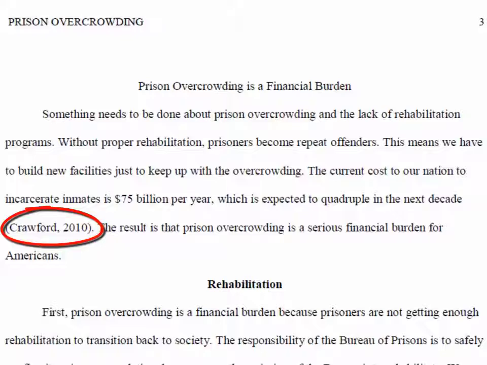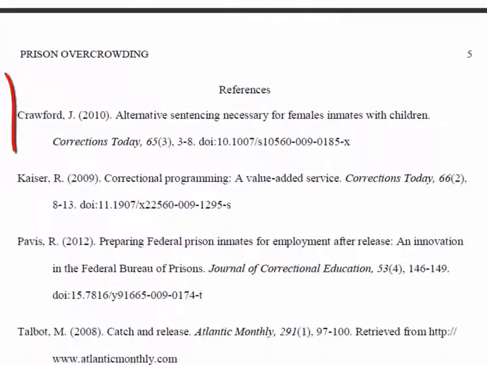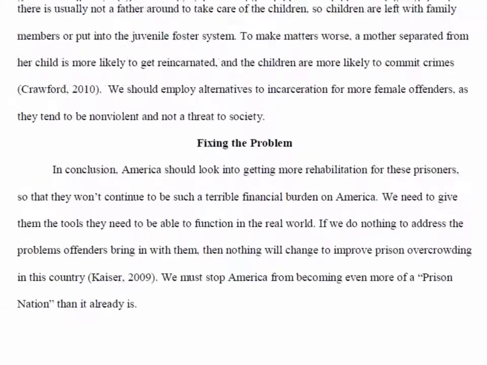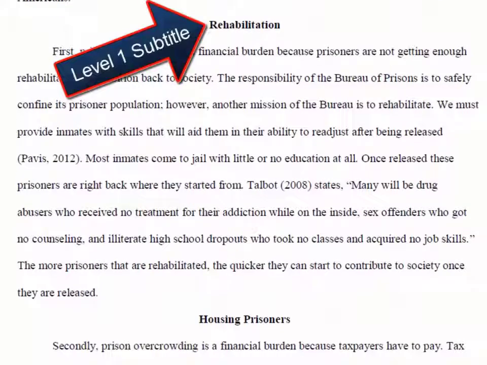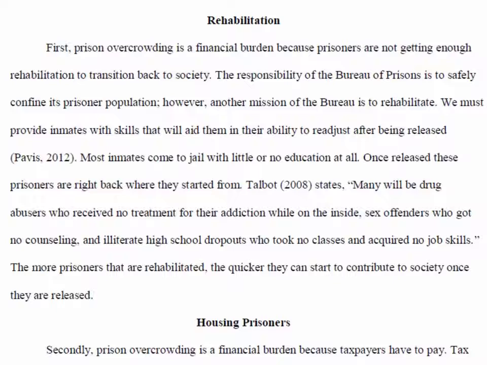And this in-text citation, Crawford, 2010, refers to the full reference citation on the references page at the end of the paper. Let's turn now to Jane's first body paragraph with the APA Level 1 subheading, Rehabilitation. Note that in this paragraph, Jane uses the classic formula for a body paragraph in an expository essay.